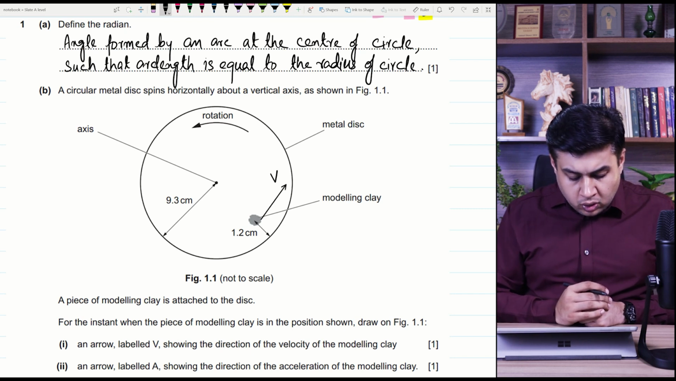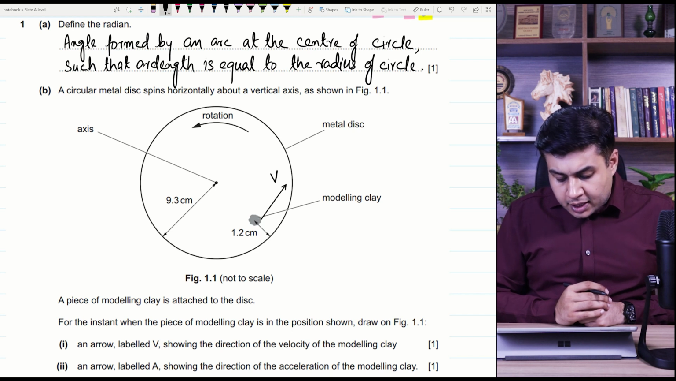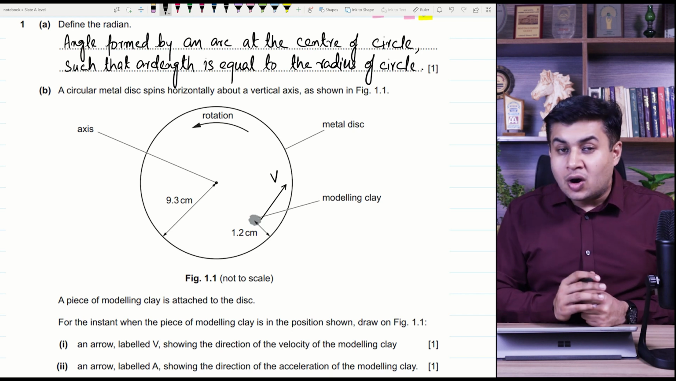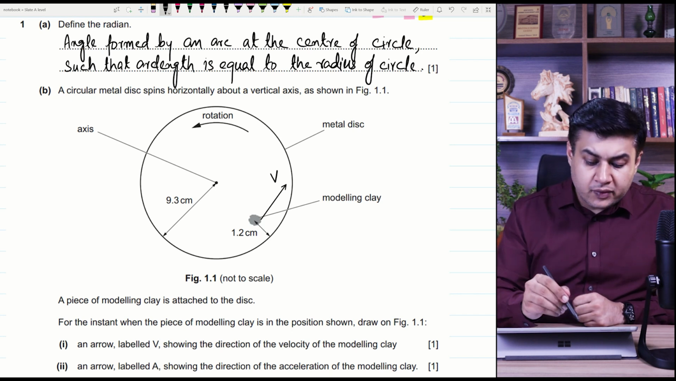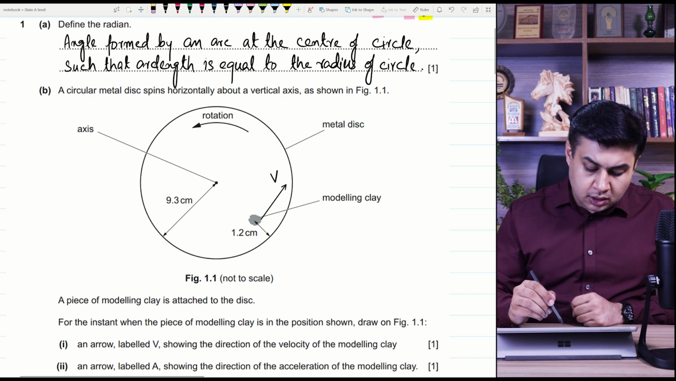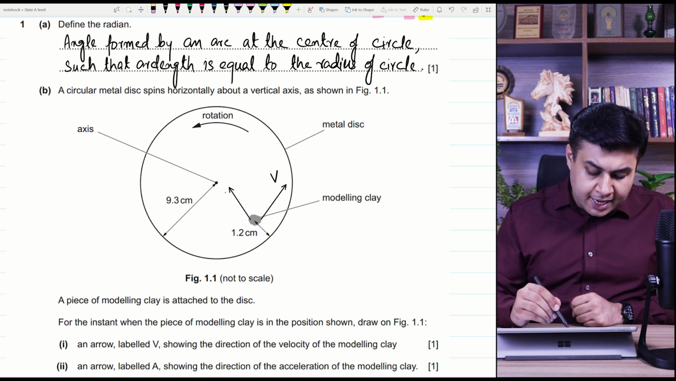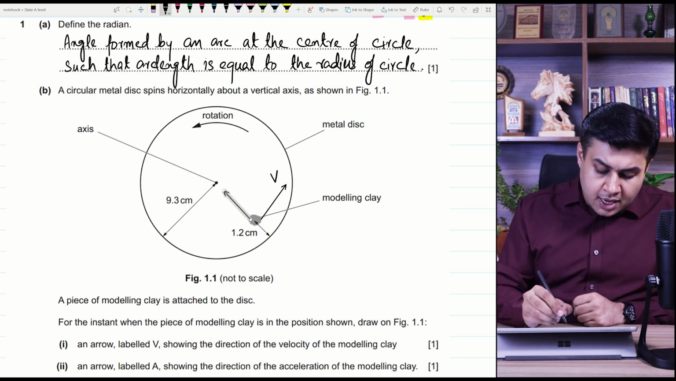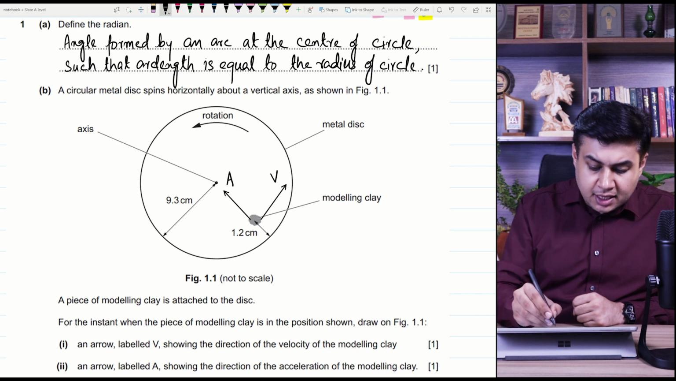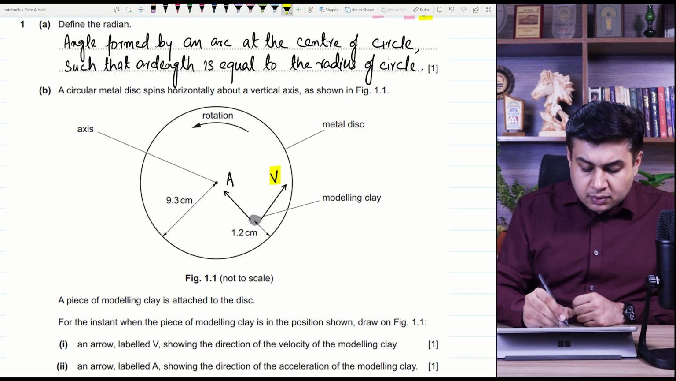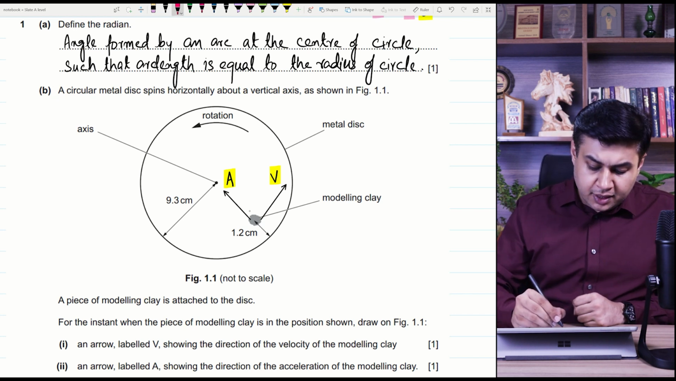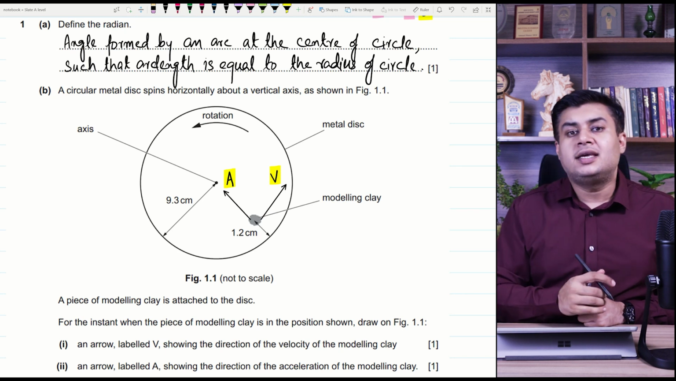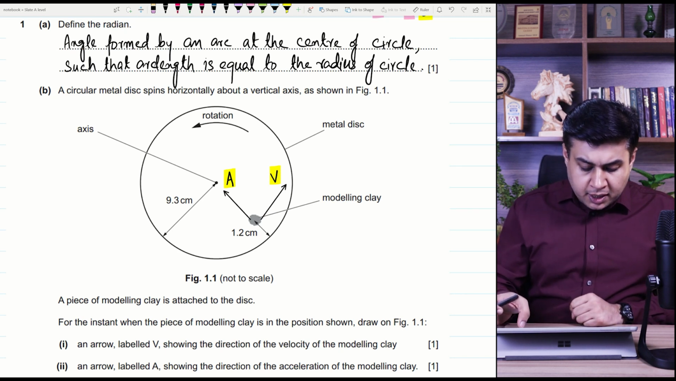In the next part, you have to draw an arrow labeled A showing the direction of acceleration of the modeling clay. You all know that centripetal acceleration and centripetal force always point towards the center of the circle. So this is the direction of centripetal acceleration or centripetal force. So this is the direction of instantaneous velocity and this is the direction of acceleration. What is the angle between them? The angle between them is 90 degrees, लेकिन आपने इसको exam में mention नहीं करना. Moving on to the next part.